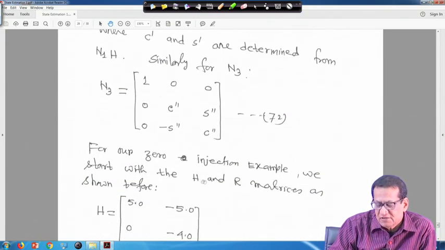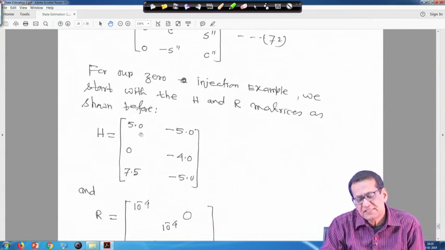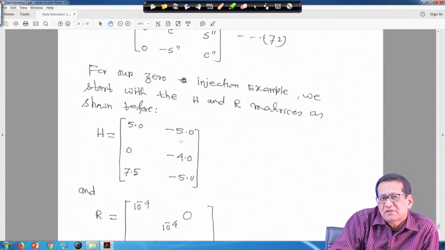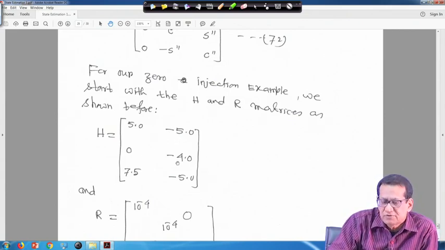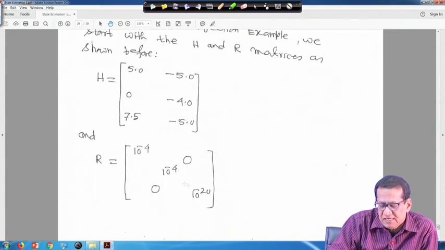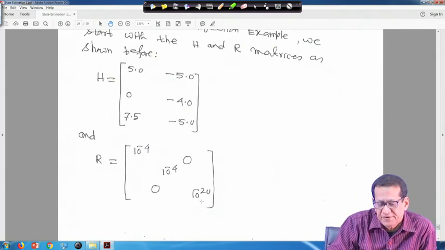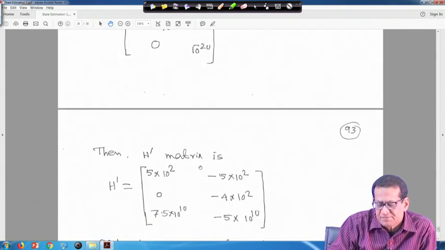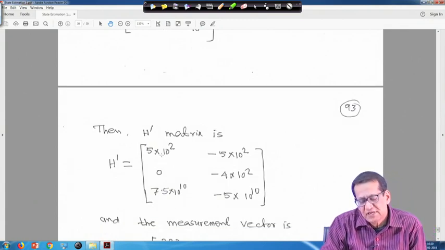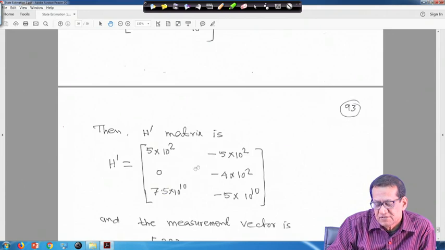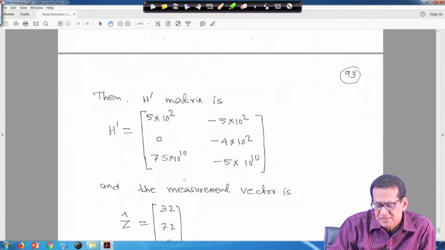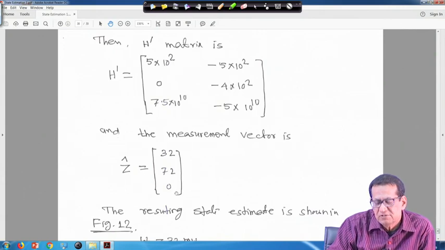So, for our 0 injection example, we start with the H and R matrices as shown before. We knew H is equal to 5, minus 5, from the previous example data, then 0, minus 4, and 7.5, minus 5, and R is equal to 10 to the power minus 4, 10 to the power minus 4, and this one 10 to the power minus 20. Therefore, the H dash matrix will become 5 into 10 square, then minus 5 into 10 square, then 0, minus 4 into 10 square, then 7.5 into 10 to the power 10 and minus 5 into 10 to the power 10, and the measured vector z cap is 32, 72, 0.